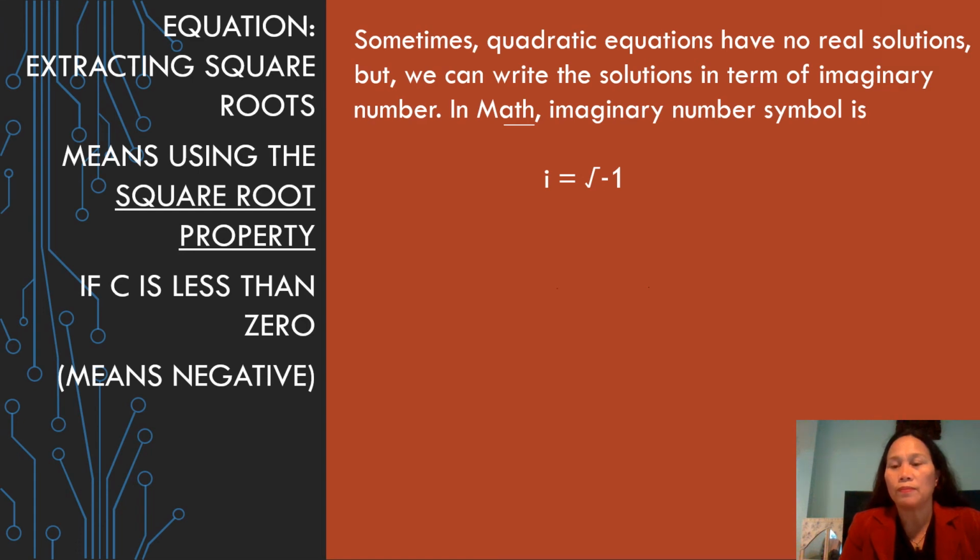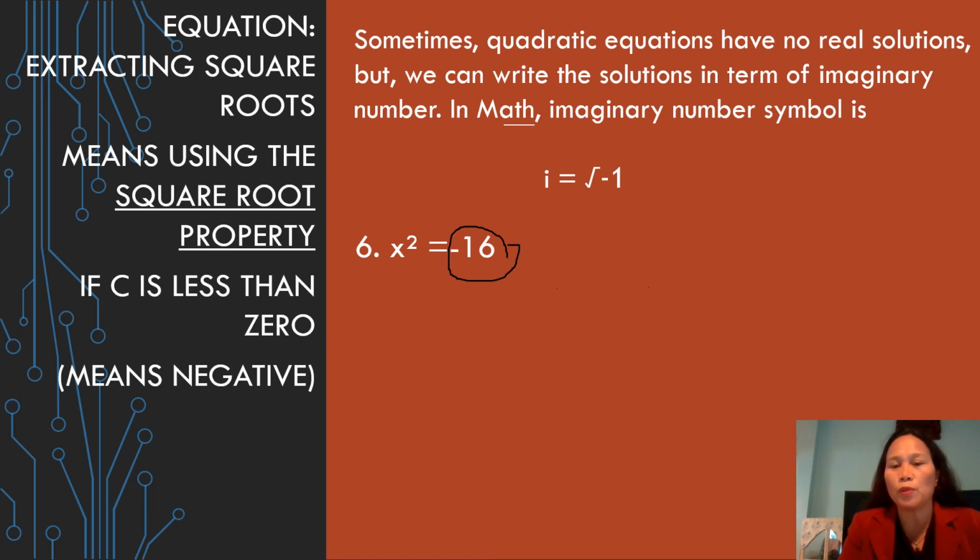Okay? Now, we have here the last one. We have x squared is equal to negative 16. You notice here, the value of c here is negative. Now, is there any square root of negative? Can we get the square root of negative numbers? No, we cannot get the square root of negative numbers.